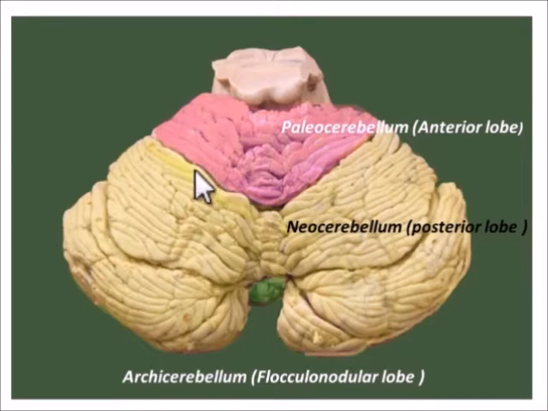So this is the primary fissure, and this posterior lobe has another fissure that runs across the posterior lobe, and this fissure is called the horizontal fissure. And this horizontal fissure across the posterior lobe divides the cerebellum into two surfaces. One is the superior surface and the other surface is the inferior surface, which rests on the base of the skull.